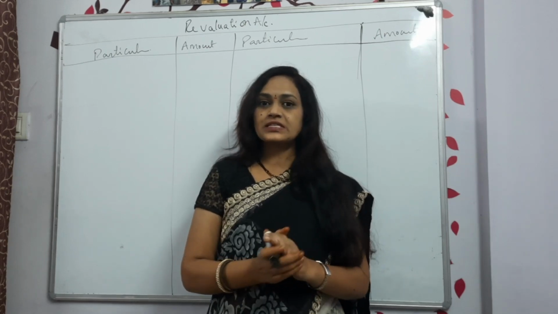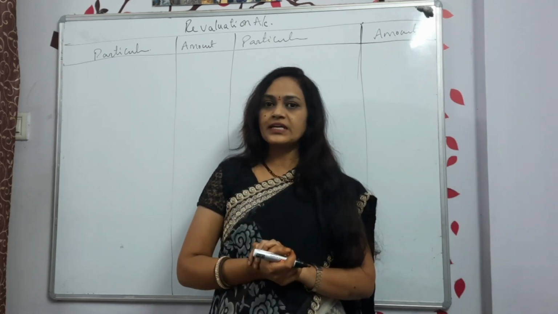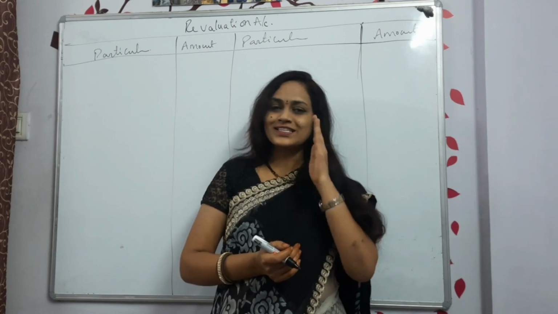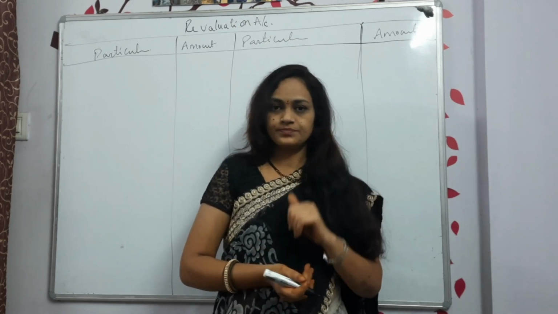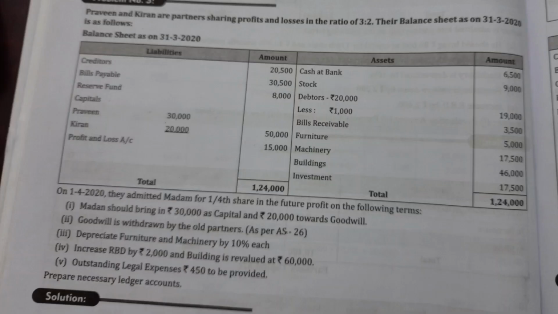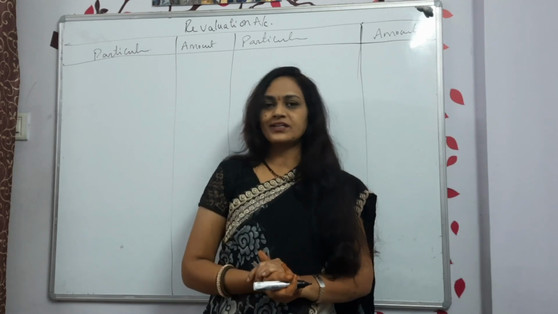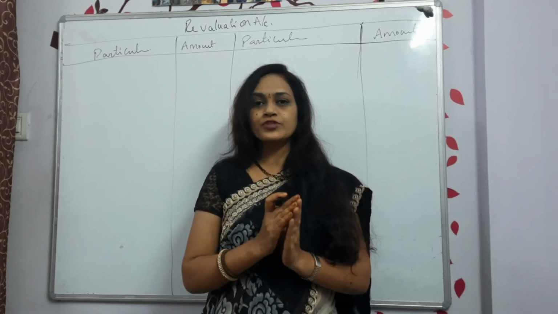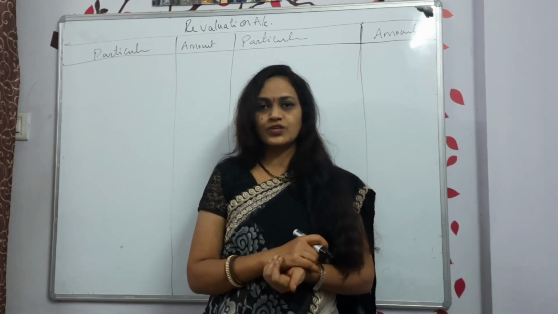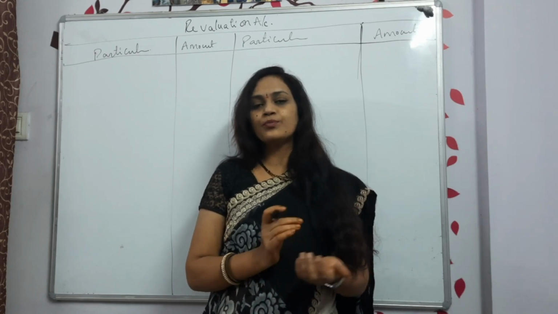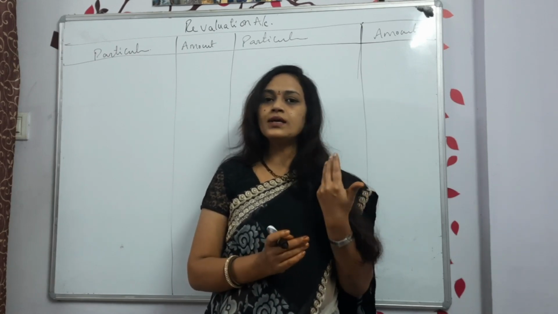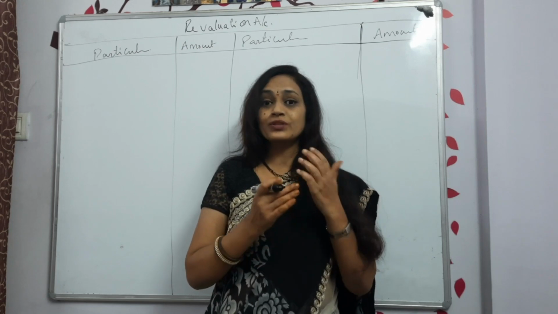First check the question. What is the data given to you? Praveen and Kiran, these both are the partners. They are sharing profit and losses in 3:2 ratio. Now they have admitted one more person called Madan. Okay, so that is the data.